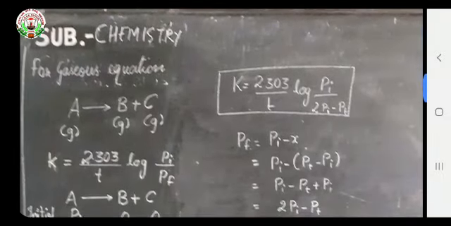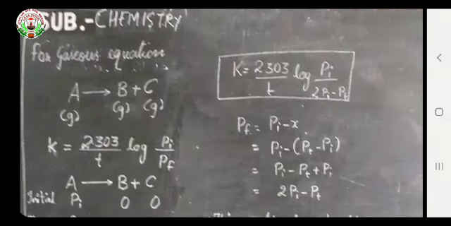Now, as already I have discussed, there are many types of reaction in which the reactant and the product both are in the gaseous form, so it would be a little difficult to calculate the concentration for these types of reaction. That's why it would be more convenient to talk about the pressure, or to calculate the pressure, for these types of reaction.